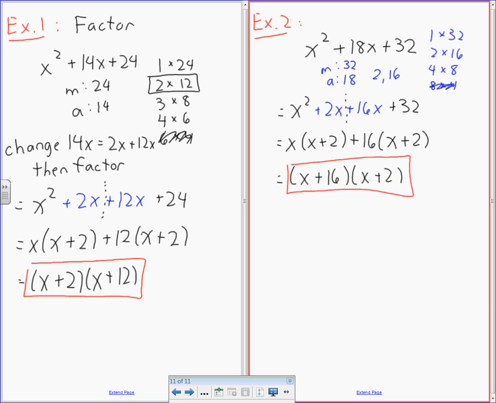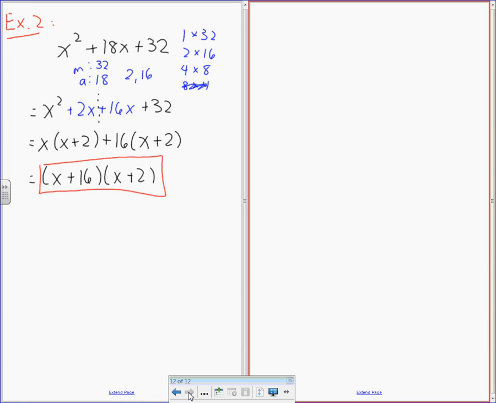All right, I'm going to move on to something a little more awesome. I'll do this one for you guys. I'll let you try one yourself after. This says x squared minus x minus 20. Alistair, I'm going to pick on you first. What's my m and what's my a here, please?